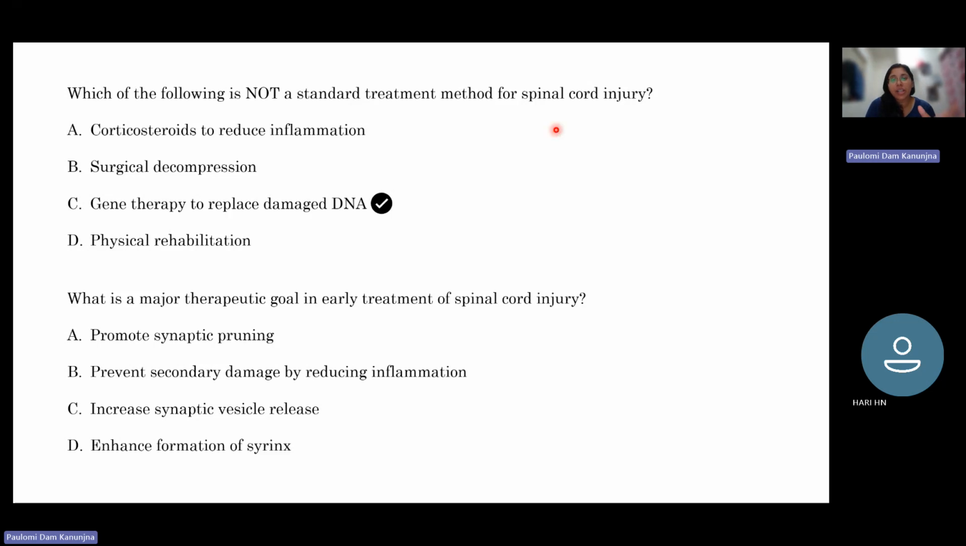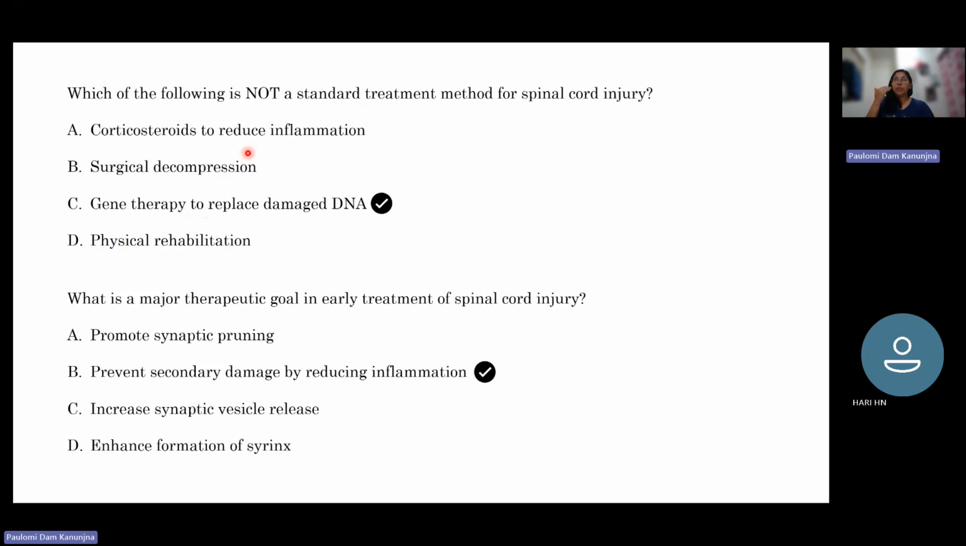So what you are targeting here is, the first one is saying which is not a standard treatment. So you have corticosteroids, which reduce inflammation, surgical decompression, and physical rehabilitation. So these two are for immediate effects. Your spinal cord injury has to be reduced. So first you target the inflammation, then you target the decompression. Decompression is basically getting it back into shape. Inflammation is basically when they have swelled up, right? So you're trying to get them into shape.